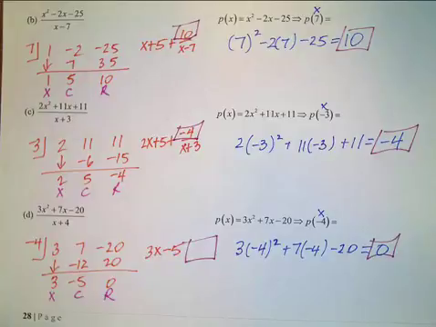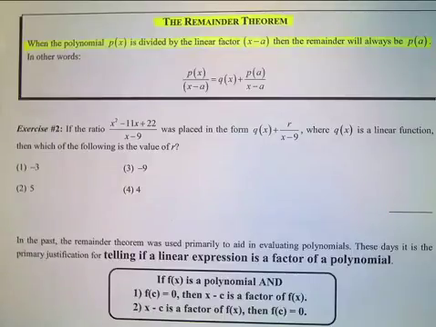We have talked about that all year, about factors and roots. Well, now we're looking at how to tell if something is a factor or a root algebraically. We know how to do it graphically, but now we need to know how to do it algebraically. Okay? All right, so the remainder theorem says when the polynomial p of x is divided by the linear factor x minus a, then the remainder will always be p of a. Okay? And that's what we did on the last page.